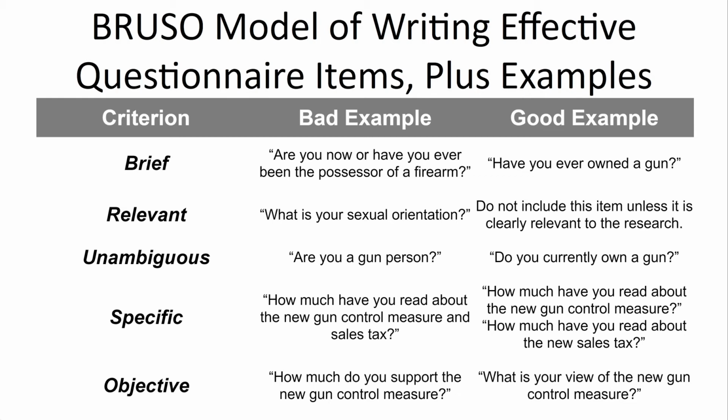For the unambiguous criterion, check out that bad example. It says, are you a gun person? Well, that could mean any number of different things. Maybe you're asking them if they really like guns, or if they shoot guns, or if they own guns, or if they're made out of guns. It could be anything really. What does it mean to be a gun person? But if you look at the good example, what we really want to know is, do you currently own a gun? So if that's all you care about, just make that very clear. You don't want there to be any ambiguity in how the participant is supposed to respond to your questions.